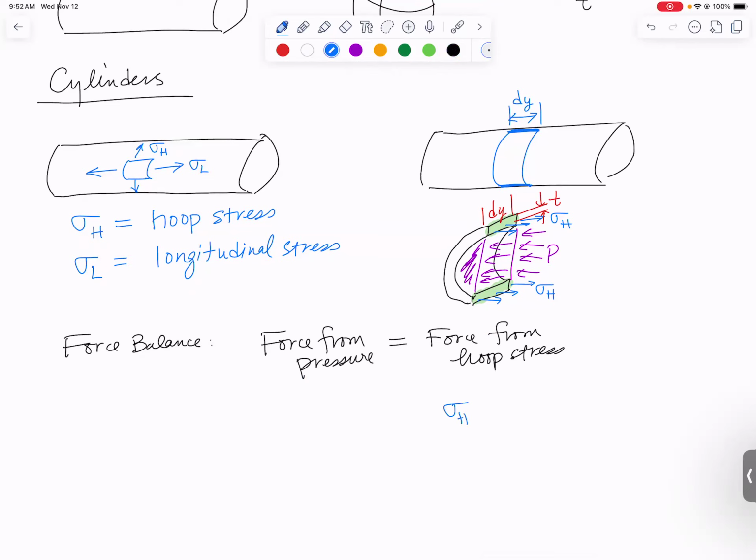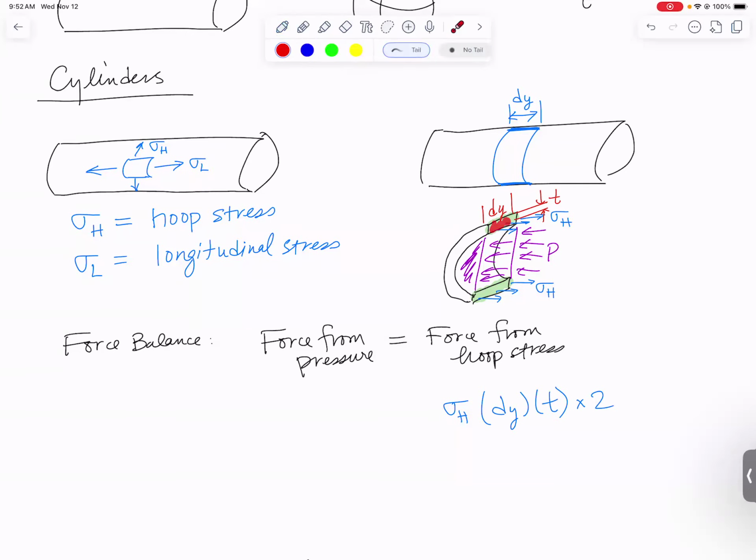I'm going to have the hoop stress, the area it acts over, well, that's going to be dy times t, and there are two of them. I've got the green area up here at the top and the green area down there at the bottom. So that's the right-hand side of my equation. It's the hoop stress times the area it acts over.